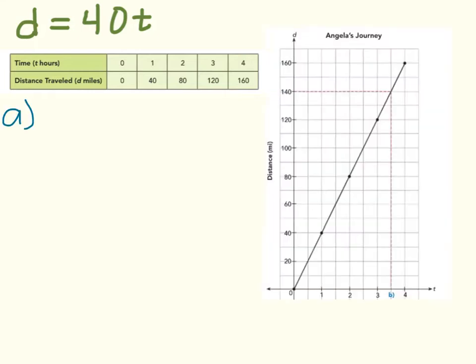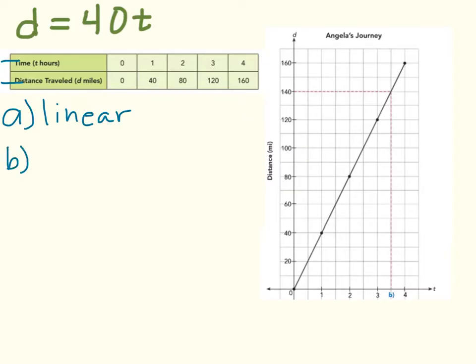Here's our graph of Angela's data. This allows us to see what is happening in the relationship between the time traveled and the distance traveled on a graph. It gives us a visual representation of the relationship between the two numbers. This type of graph is called a linear graph or a line graph, simply because it makes a straight line.